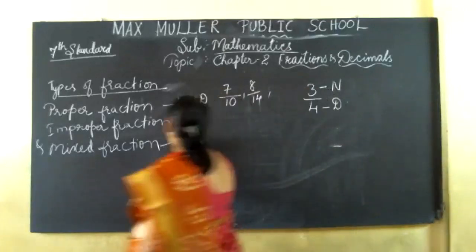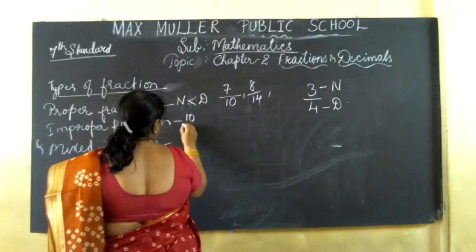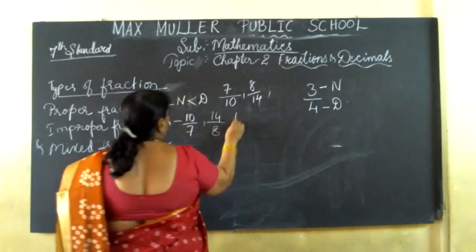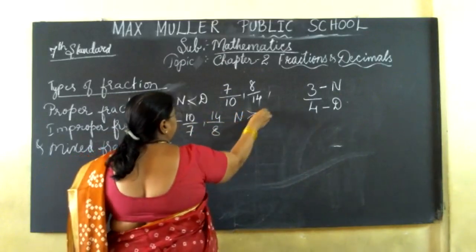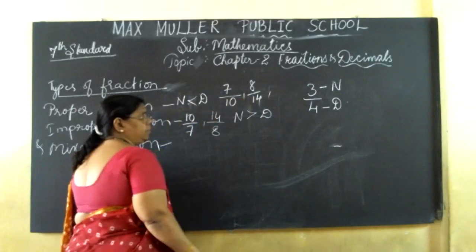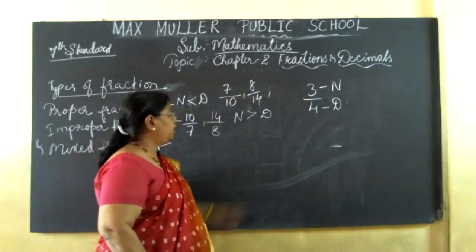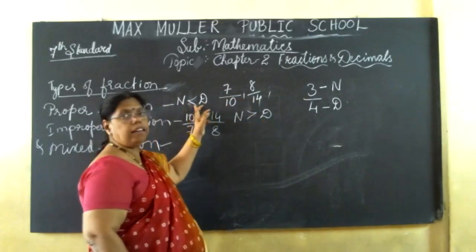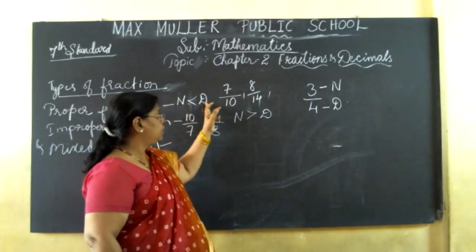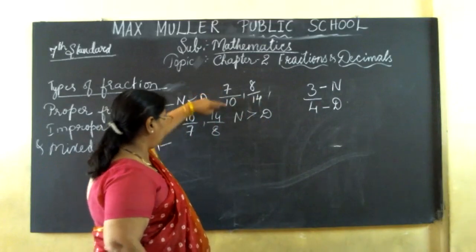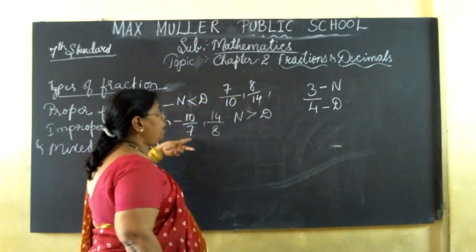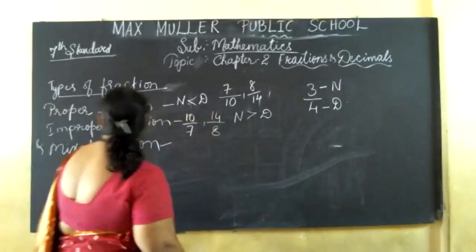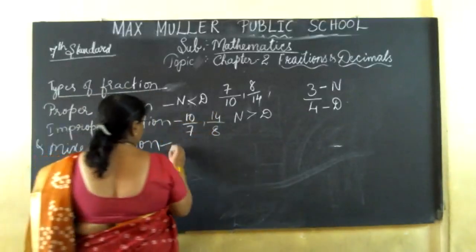Improper is the reverse: 10 by 7 and 14 by 8. Here the numerator is greater than the denominator. In a proper fraction, the numerator is lesser than the denominator. See, 7 by 10. When you reverse it, 10 by 7. Here 14 by 8.